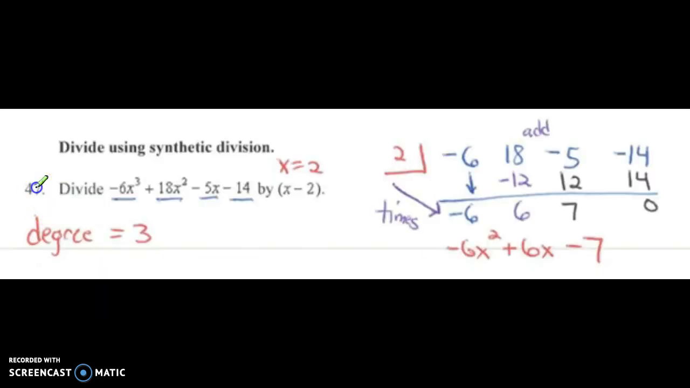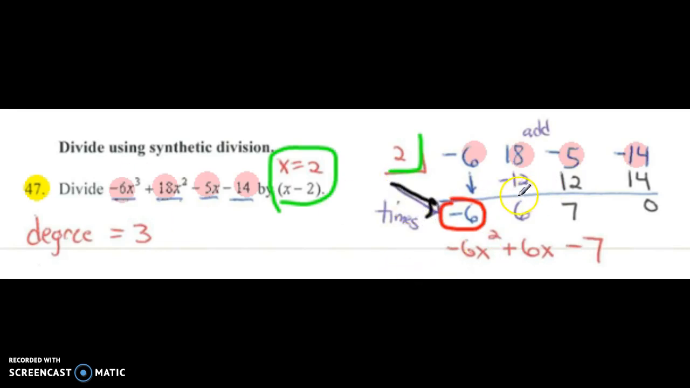In problem number 47, I'm going to use synthetic division. First, I look at my binomial. What makes this 0, 2? That's how I got 2. I am going to write the coefficients. Here's all my coefficients. I am going to take my first number and bring it down. So I just brought this number down. And I'm going to go 2 times negative 6. That's how I got negative 12. I am going to add these. That's how I got 6.